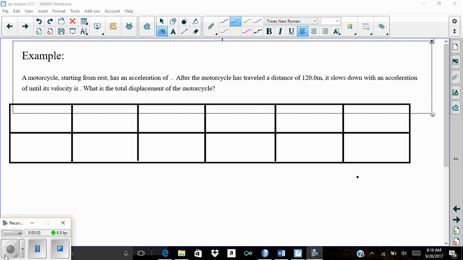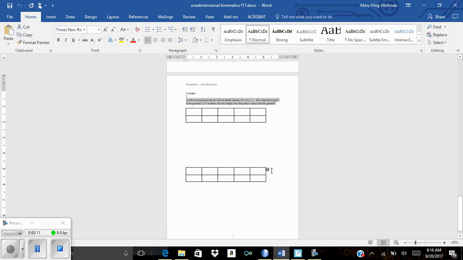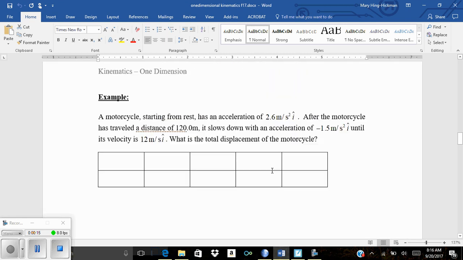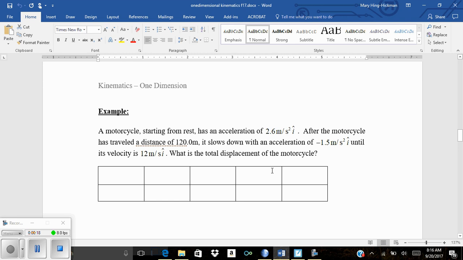Okay, in this example, we have a motorcycle starting from rest. It has an acceleration of, let's look that up because it didn't copy. It has an acceleration of 2.6 meters per second squared, I hat. After the motorcycle has traveled a distance of 120.0 meters, it slows down with an acceleration of negative 1.5 meters per second squared, I hat, until its velocity is 12 meters per second, I hat. What is the total displacement of the motorcycle?